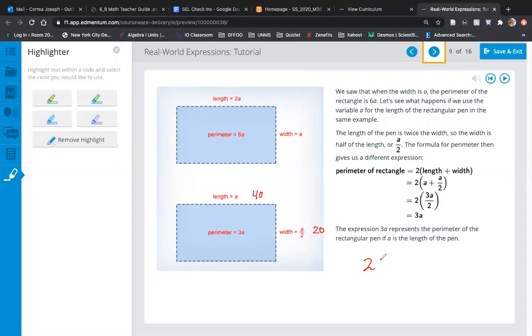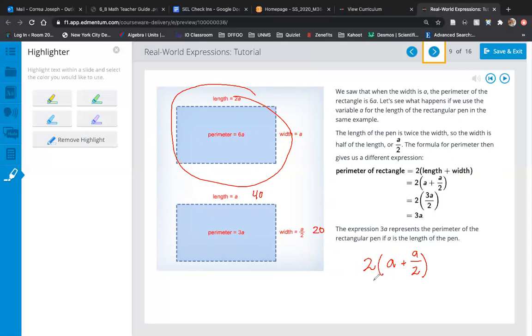So it's 2 times the length, which we said is A, plus A divided by 2 is the width, right? And if you were doing this yourself, 9 times out of 10, you're going to do this one over here, because it does not involve fractions. Fractions are usually where students get confused, right? So if you can avoid them. But mathematically, they actually both work.